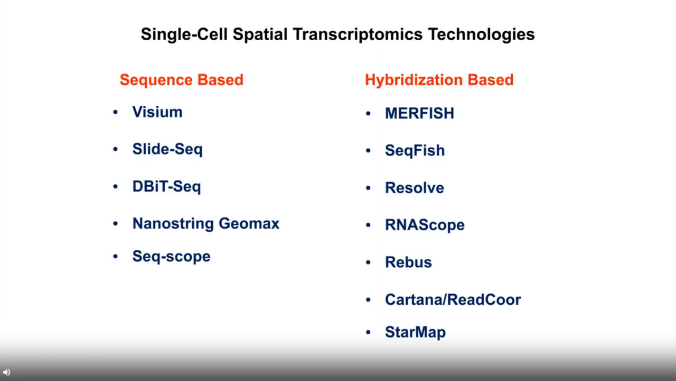So there has been rapid progression in single-cell spatial transcriptome technologies that can obtain that spatial information at single-cell resolution. Simply put, there are 2 major types: one is the sequence-based method, and one is hybridization-based. For the sequence-based, for example, the Visium technology from 10x is something we are quite familiar with. Today, I will mainly focus on the hybridization-based method, particularly MERFISH.